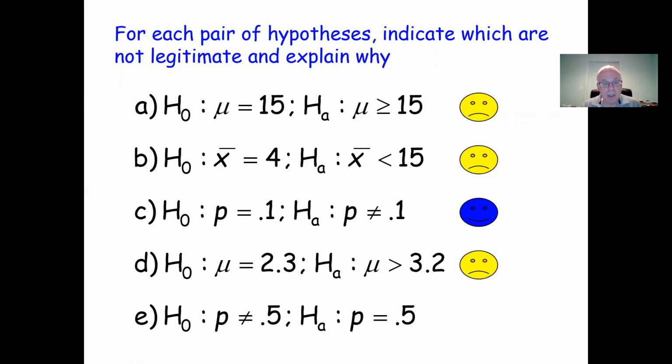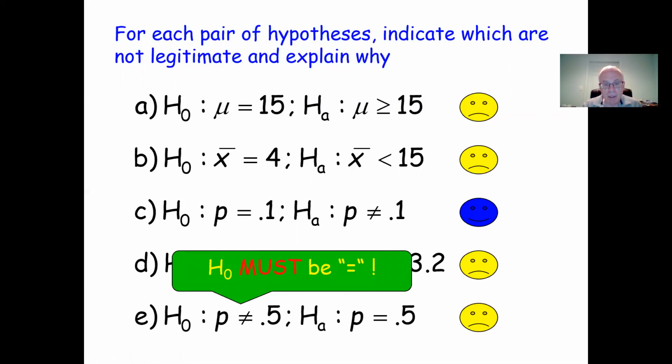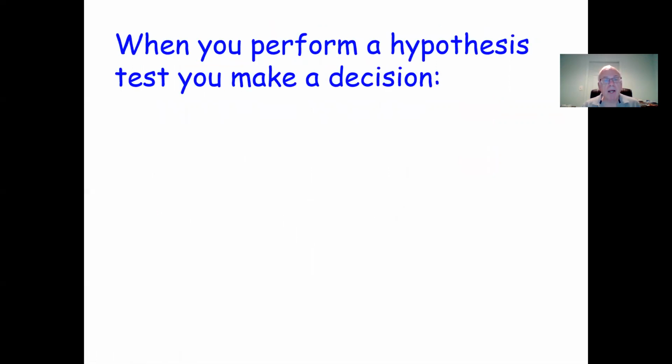Finally, H naught, P is not equal to 0.5. Oh, there's a problem right there. The null always has equal here. And then the alternative says P is equal to, oh, it can never be equal to here. So this is all a mess. All right. So that's the problem. So hopefully you have an idea now how to write a null and alternative hypothesis in the correct way.